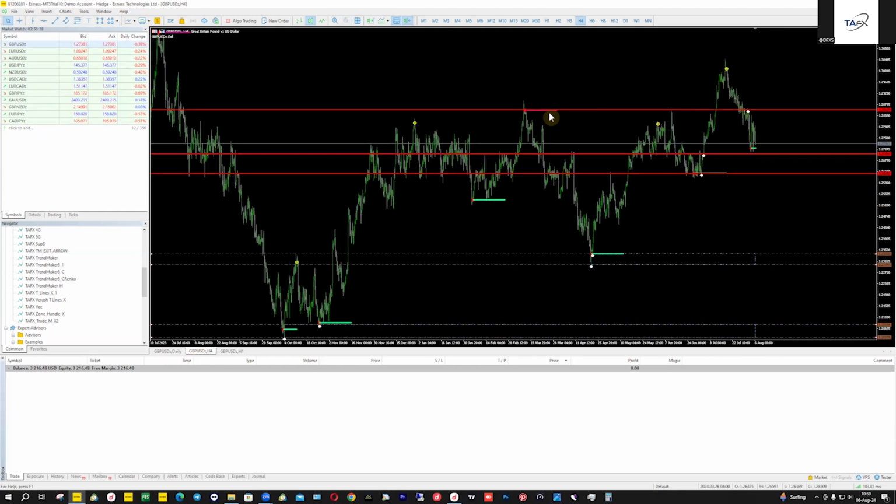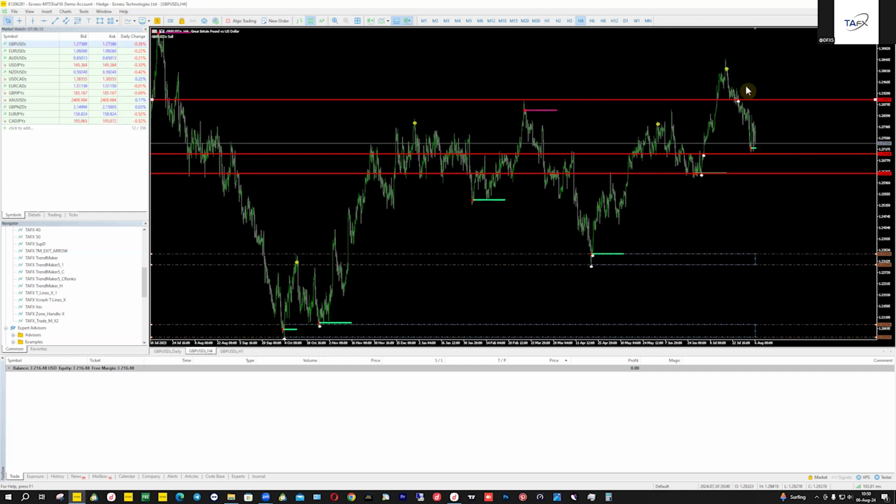This is a pullback after this BOS happened at this point. This is a pullback coming to check this area. This is why you say it can buy here or at this point. But this is a BOS, not even the change of character. The change of character here can happen in 1 hour time frame.